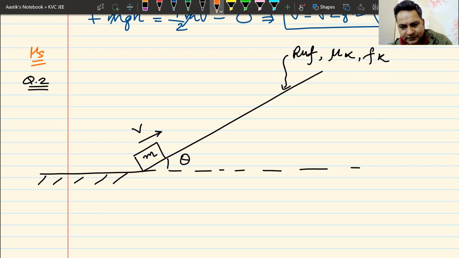So what do you do in that case? Whether it is mu s or mu k, you take both as the same. You will say, sir, why do you take it the same? They are different. But sometimes the question only says mu, so take it as mu. So the floor is rough and the coefficient of friction is mu, or mu k, or whatever. Now there is a slide, there is a block here, and I push the block up.